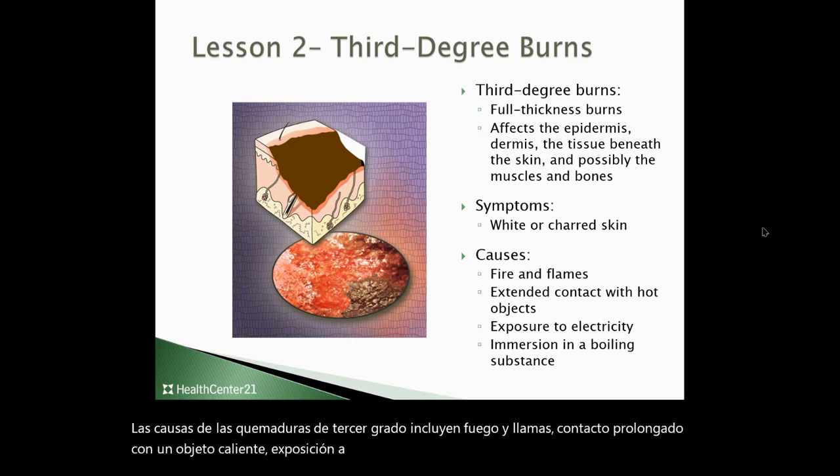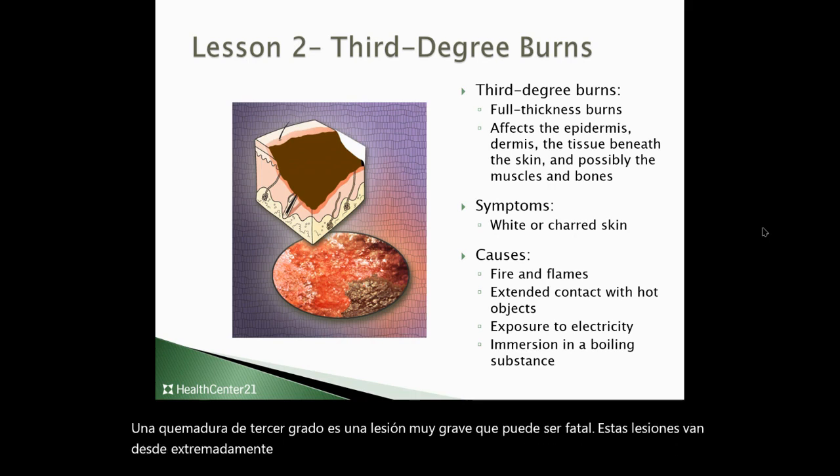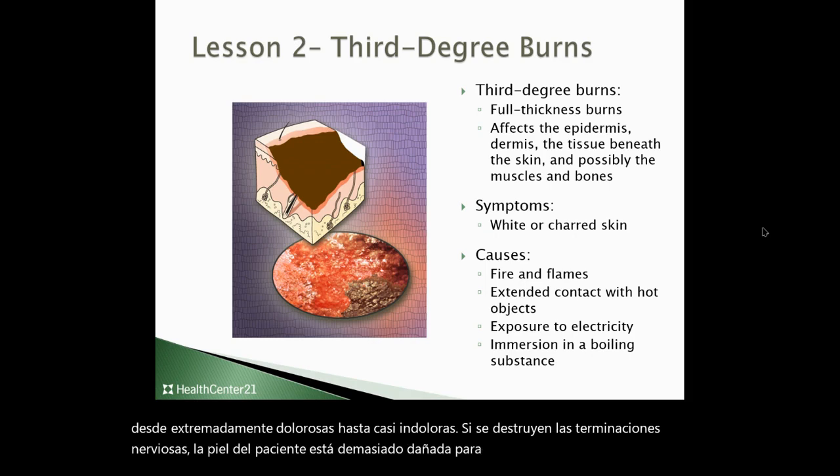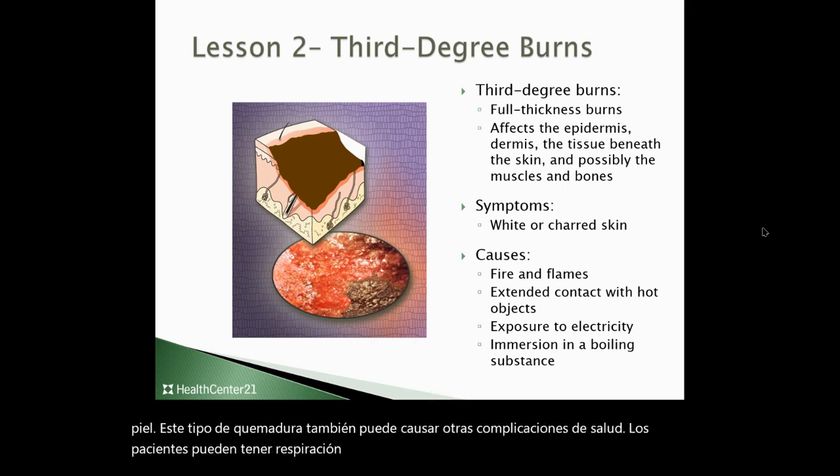A third-degree burn is a very serious injury that can be fatal. These injuries range from extremely painful to almost painless if nerve endings are destroyed. The patient's skin is too badly damaged to heal and may require skin grafts. This type of burn may also cause other health complications. Patients may have breathing or heart problems, or they may go into shock. Any patient with a third-degree burn should receive professional medical care.